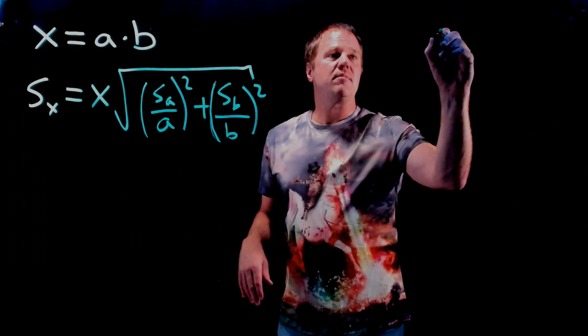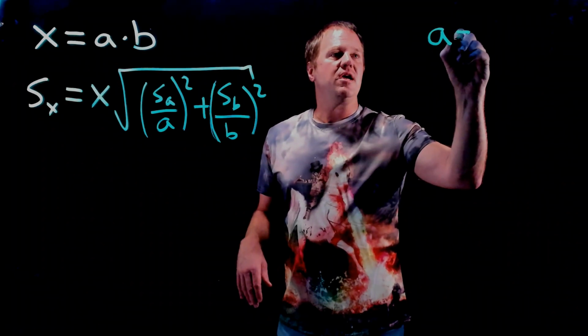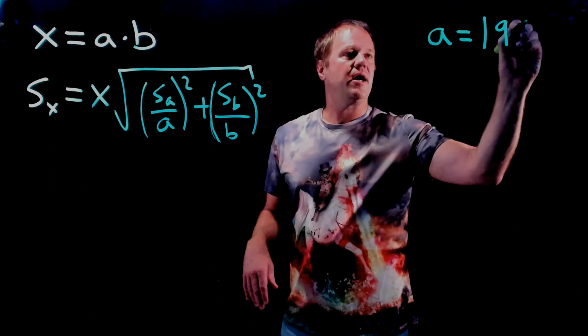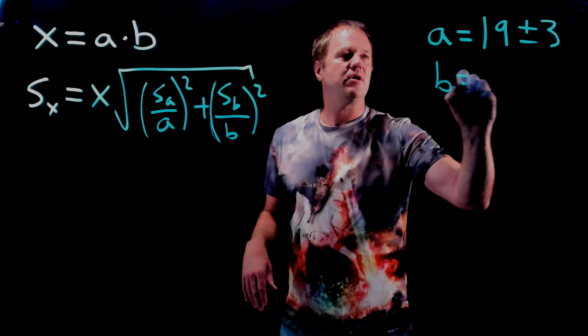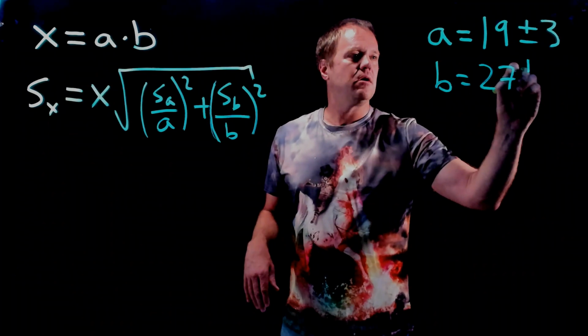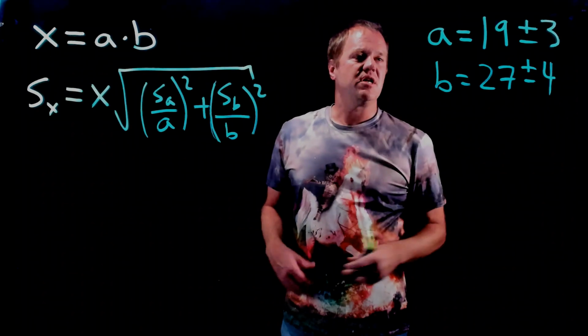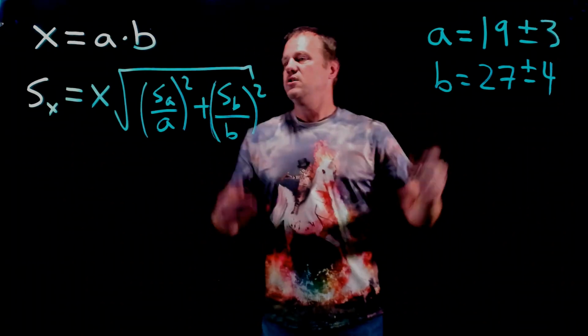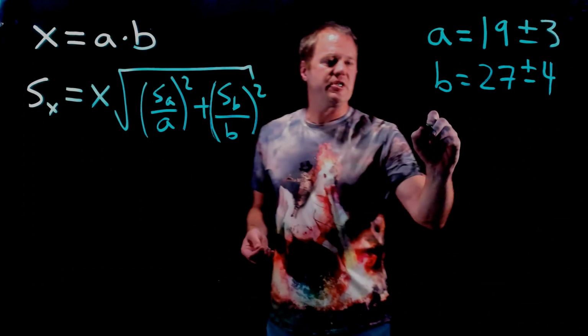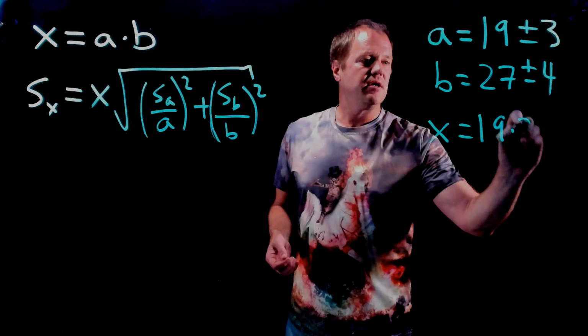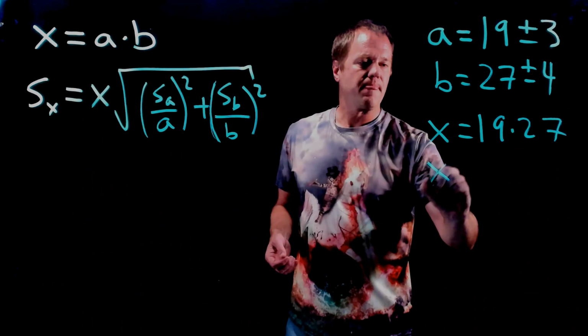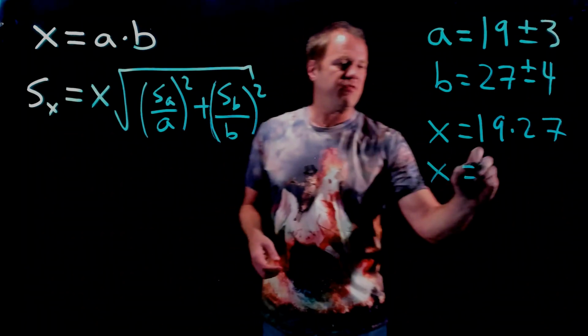So I'm going to use the same numbers as I used for the addition rule. So we're going to assume that A is 19 plus or minus 3. I'm not going to use units once again. It doesn't matter. And B is 27 plus or minus 4. Okay, so X is equal to 19 times 27. And throw that in your calculator and you get 513.